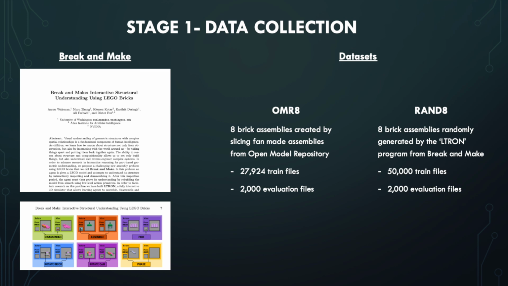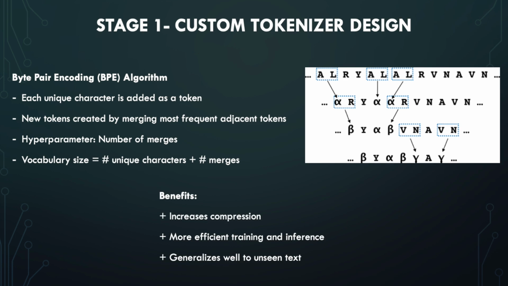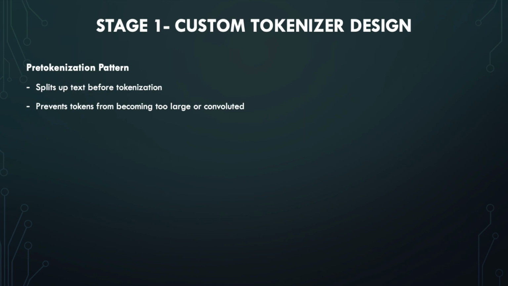randomly generated assemblies. The byte-pair encoding algorithm is the leading tokenization strategy. It works by creating a token for every individual character it encounters while training. Then, for the number of merges, the algorithm finds the most frequent adjacent pair of tokens and merges them to create a new token. This provides increased compression, resulting in shorter token streams for more efficient training and inference. Additionally, the model is able to better generalize to unseen text by instead evaluating the smaller known subunits. A pre-tokenization pattern is also used to split up the text before applying the byte-pair encoding algorithm. This prevents the creation of very long tokens, such as a whole sentence.